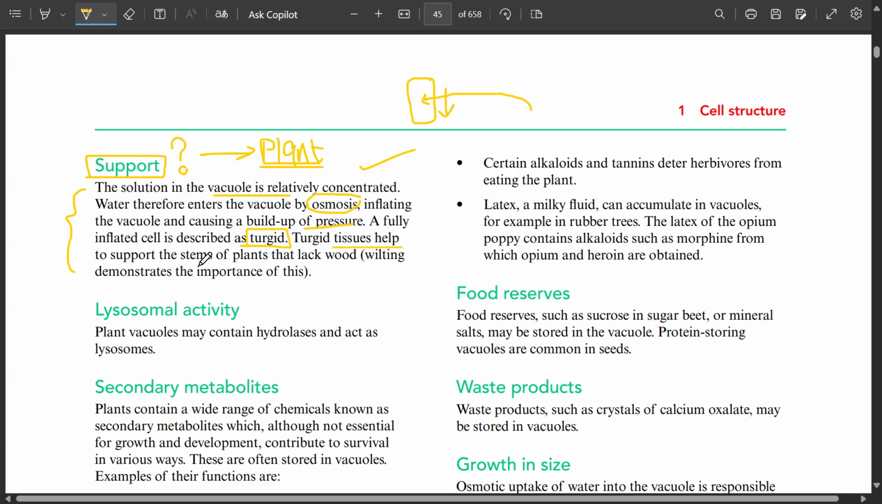Turgid tissues help to support the stems of plants that lack wood, and wilting demonstrates the importance of this as well. Wilting is like when leaves fall off. Why is that? Because their vacuoles are not functioning. Then lysosomal activity. Plant vacuoles also contain hydrolases. Hydrolases are the enzymes that are present in lysosomes as well.